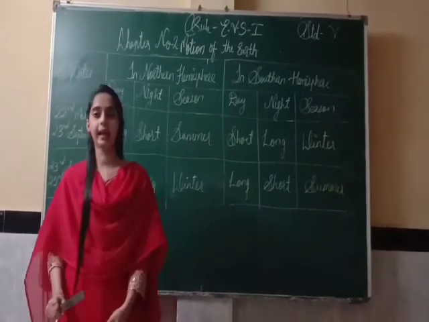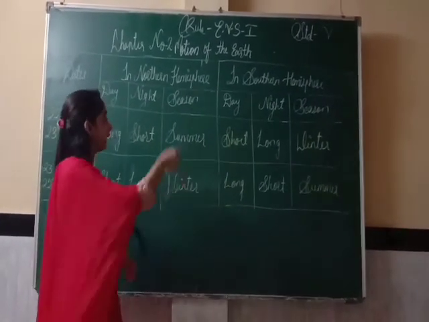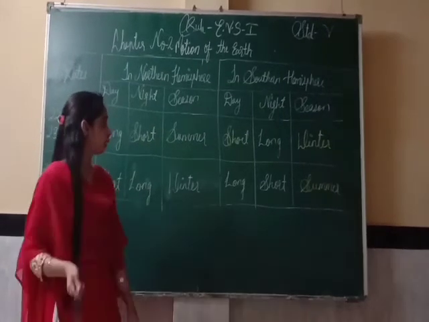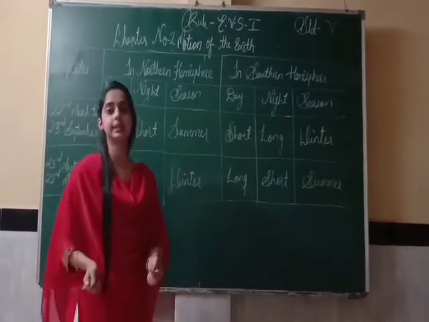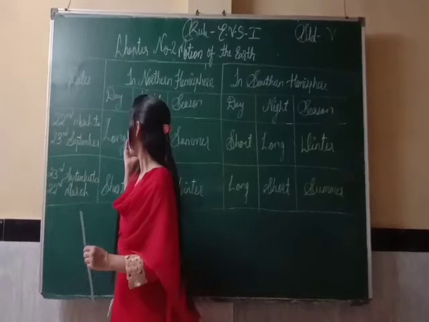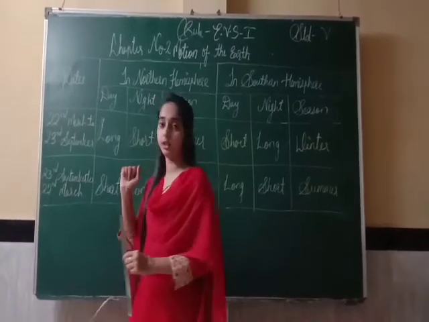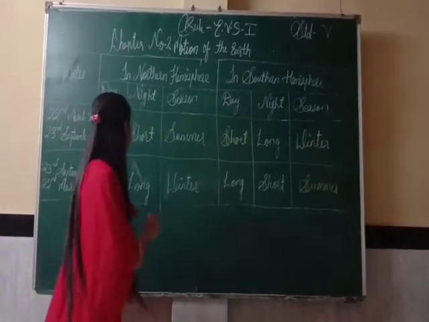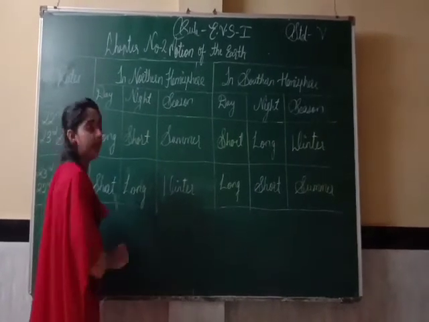It means that we can measure the time according to the season. In summer season, the night is short and day is long. Whereas in winter season, the day is short and night is long.